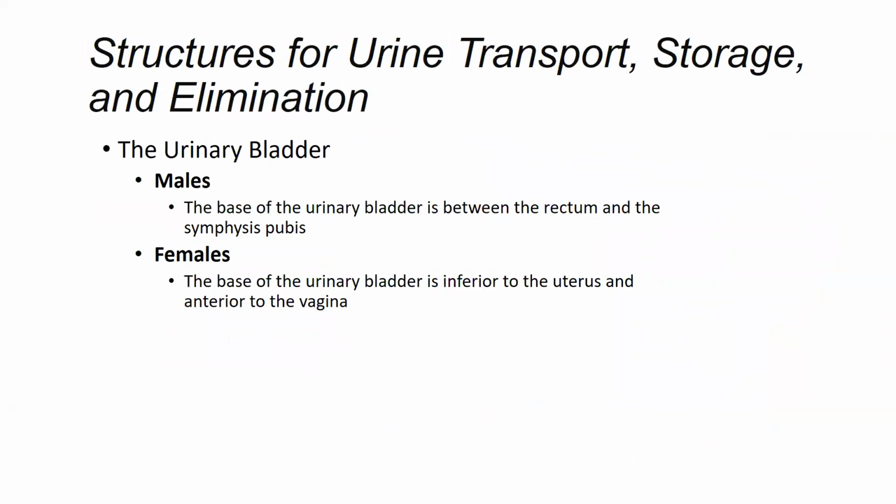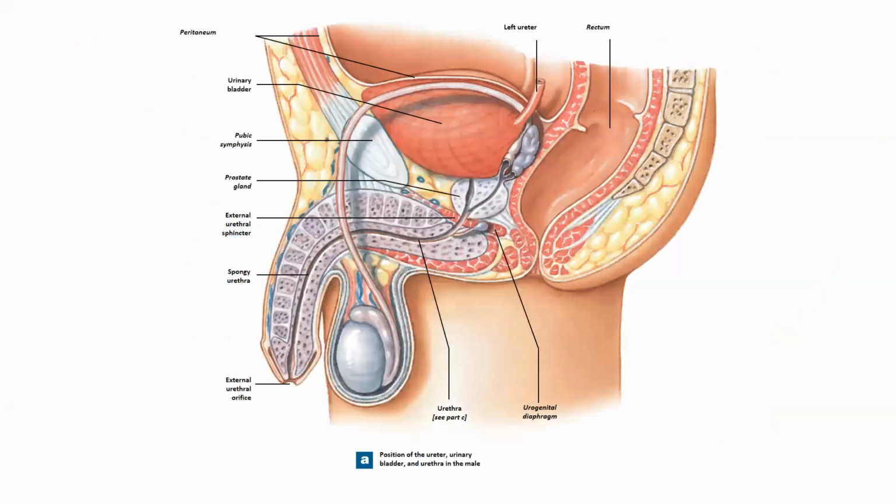Okay. Looking at the bladder. The bladder is located quite differently for males and females. The bladder is in between the rectum and the pubis in the case of males. We pointed this out earlier. We've got our bladder here in males. This is the pubis. This is the rectum. This is the prostate. This is the penis. This is the pelvic floor, the floor of the pelvic cavity. And this is our bladder.